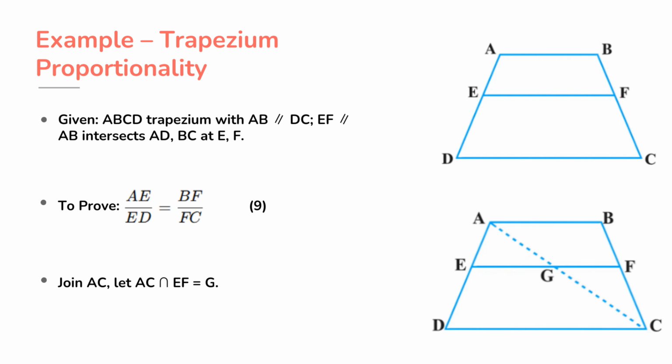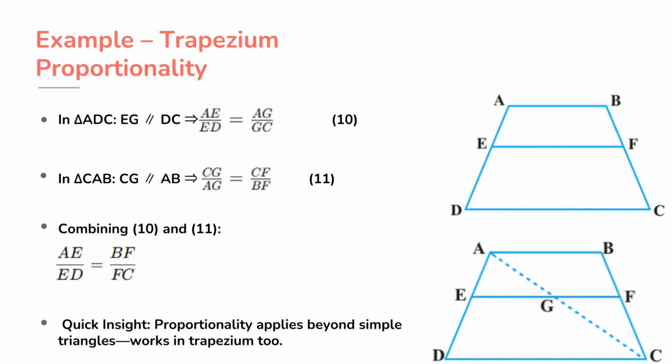To begin, we join the diagonal AC and let it intersect EF at point G. Now focus first on triangle ADC. Since EG is parallel to DC, by the basic proportionality theorem we can write side AE divided by side ED equals side AG divided by side GC. This is equation 10. Next, look at triangle CAB. Since GF is parallel to AB, again by the basic proportionality theorem we can write side AG divided by side GC equals side BF divided by side FC. This gives us equation 11.